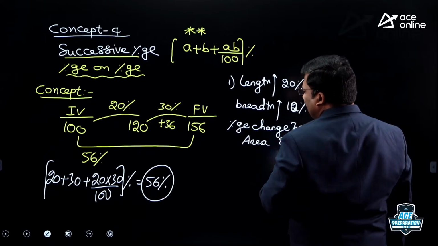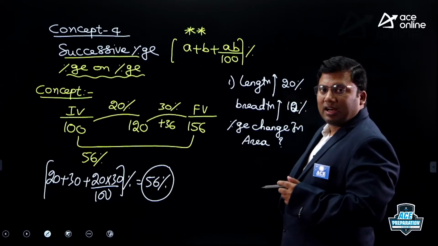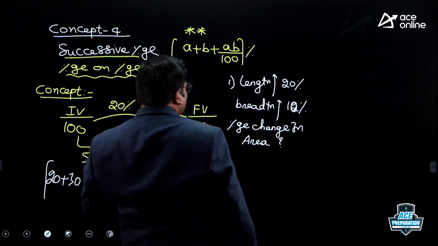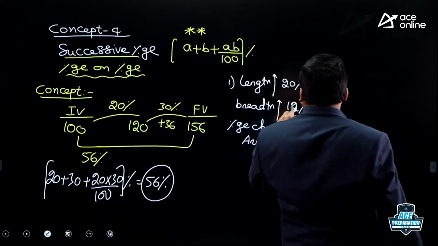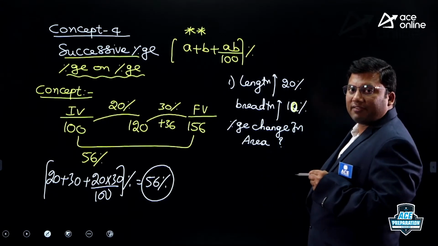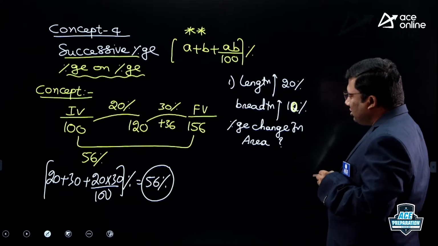Find the percentage change in area. Length is increased by 20%. Breadth is increased by 10%. Find the percentage change in area.